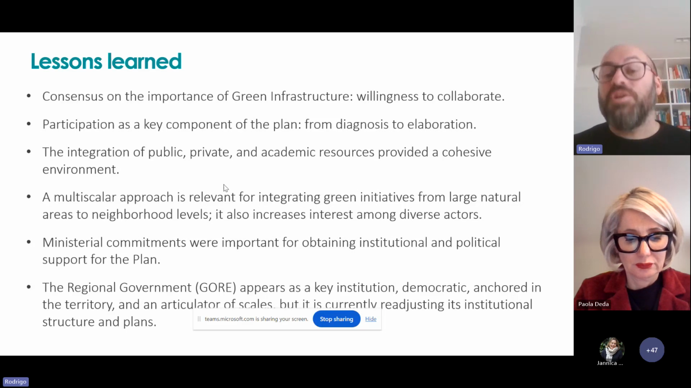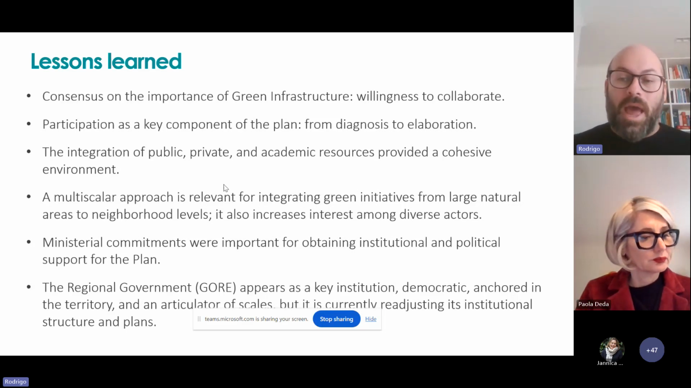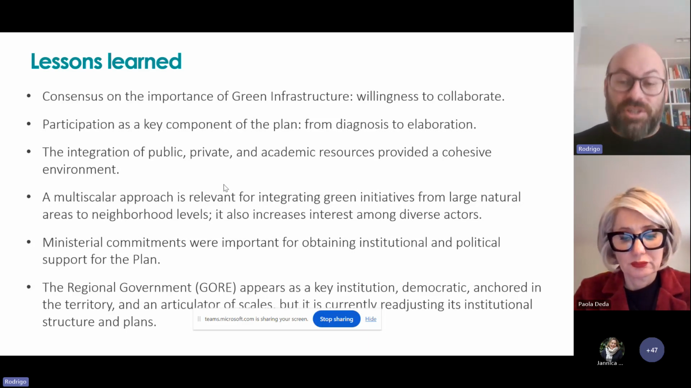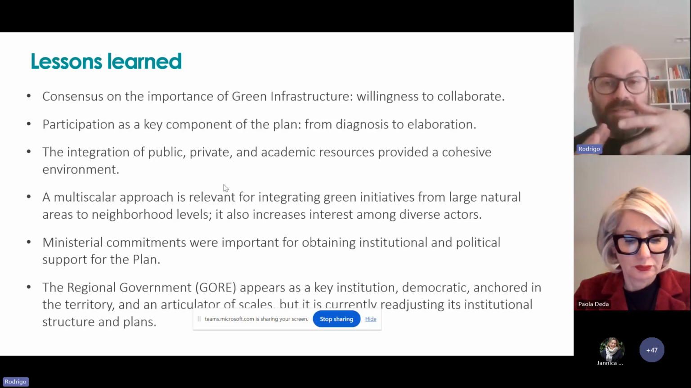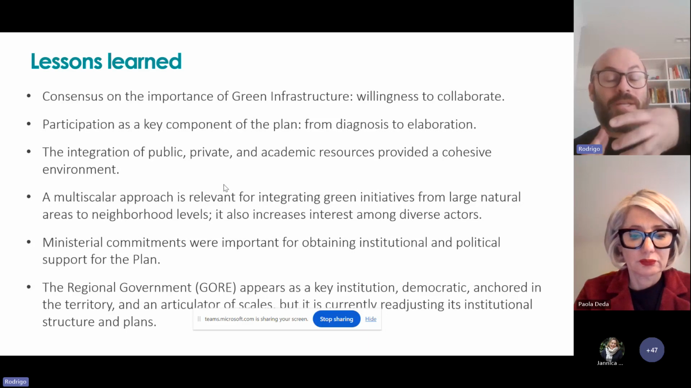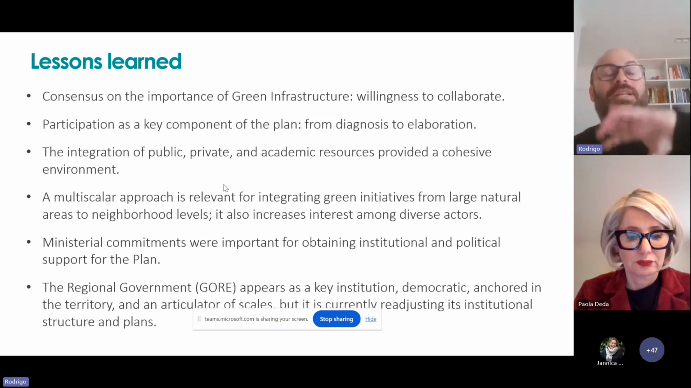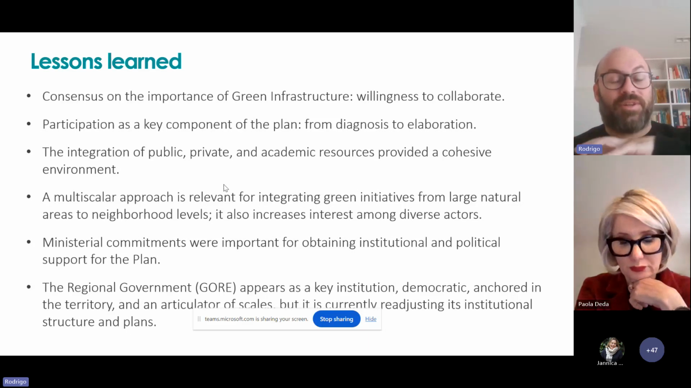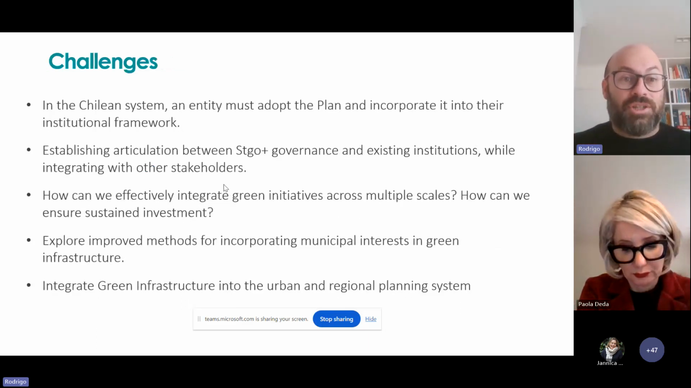and we see also the importance of the regional government, which appears as a key institution, a new democratic institution, anchored in the territory and a potential articulator of scale. However, it's currently readjusting its institutional structures and plans. So how we fit the Santiago MAS with this governance adjustment of the regional governments is an interesting challenge. So this is the last slide, and I finish.